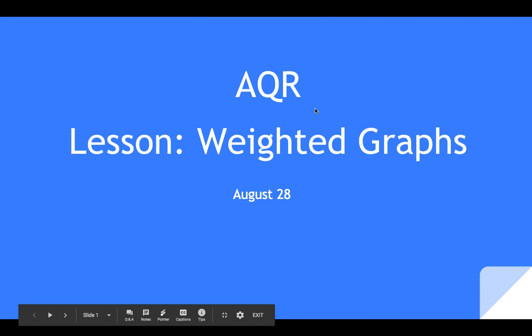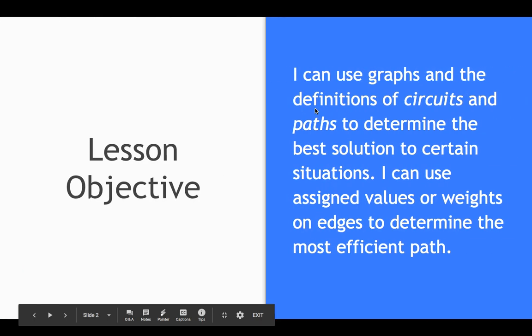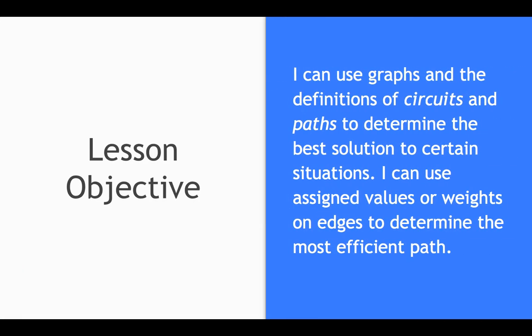Today's lesson is on weighted graphs. The lesson objective: I can use graphs and the definitions of circuits and paths to determine the best solution to certain situations. I can use assigned values or weights on edges to determine the most efficient path.